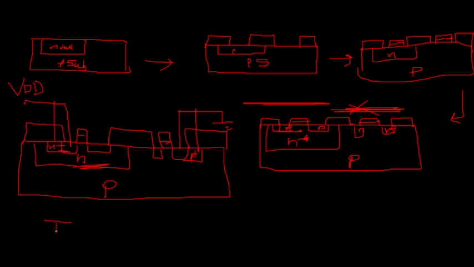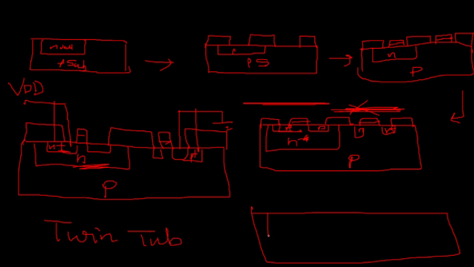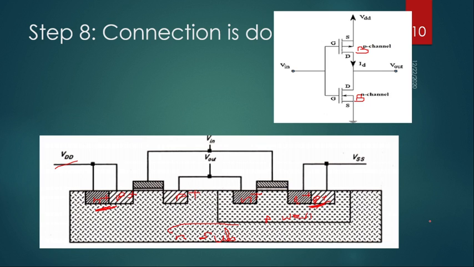One another process is also there for CMOS fabrication. It is known as twin tub. So what is twin tub? Basically in twin tub both types of wells are there. Twin tub means two tubs are there. So in this process one P-well and another N-well are there in the substrate. When the substrate is not defined, both N-type and P-type tubs are present for fabrication. So this is how you can do the CMOS fabrication.